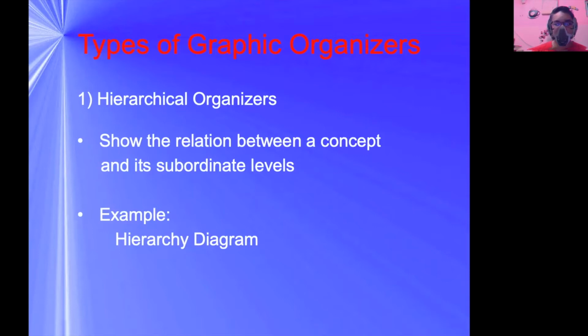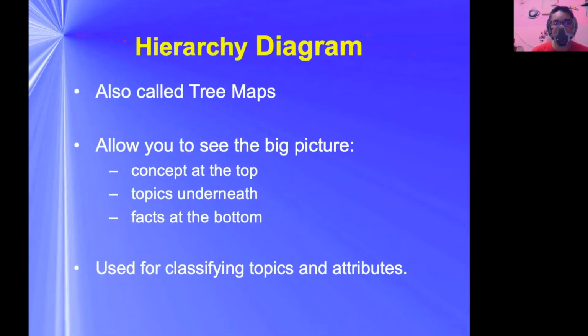Hierarchical organizers show the relation between a concept and its subordinate levels. This is hierarchy diagram, also called the tree maps. Allow you to see the big picture, concept at the top, topics underneath, facts at the bottom.